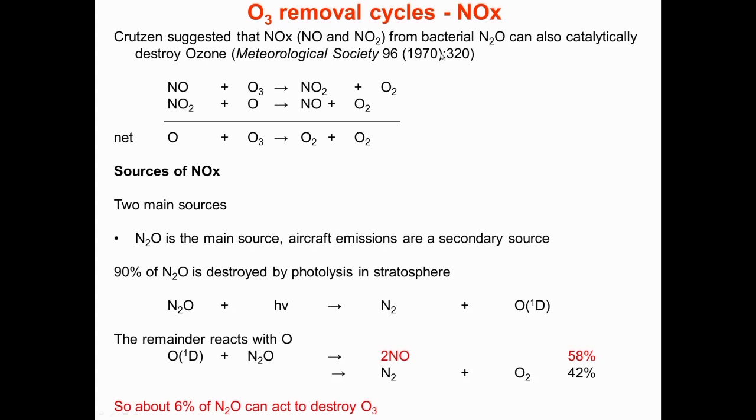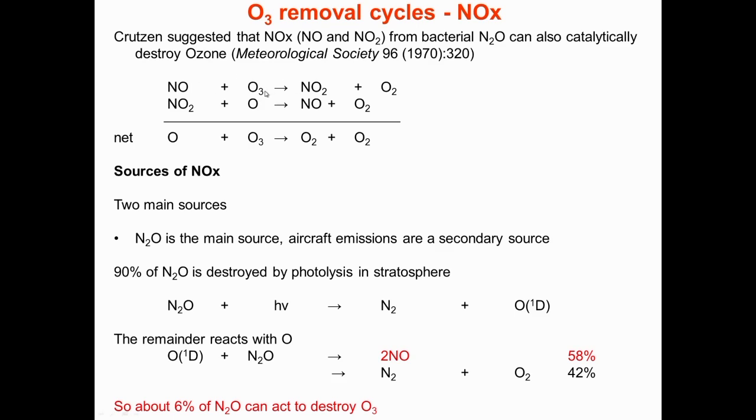So 1950 was the postulation that the Hox cycle could be involved in ozone destruction. In 1970, there was this idea that bacterial nitrous oxide can catalytically destroy the ozone. So how does this happen? If you look, we know from the gas kinetics lectures that we've had that NO can react with ozone. It's one of the reactions in the troposphere that leads to the photostationary state of NOx.